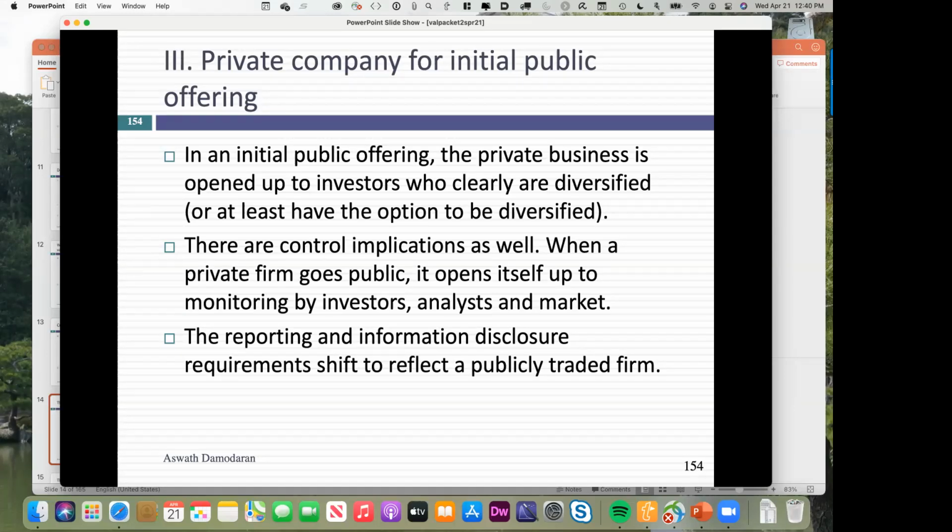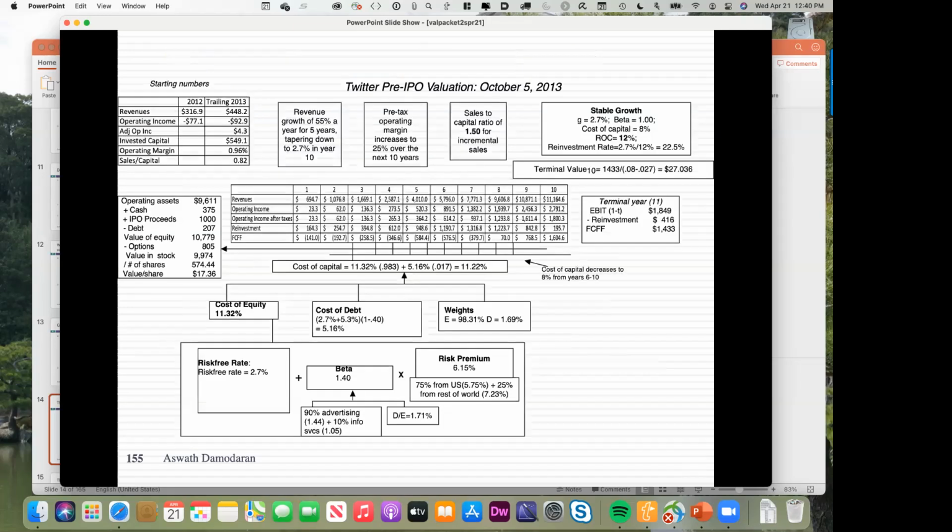First, you don't have any of the issues you have with private to private transactions. There's no undiversified buyer. These are investors in public markets who are going to be buying your shares. There could be some control implication where the company's management might change after the offering, but at least initially it's the same people running the company. The investors are going to be diversified. And if you look at the actual valuation of a company for an IPO, it looks very much like the valuation of a public company.